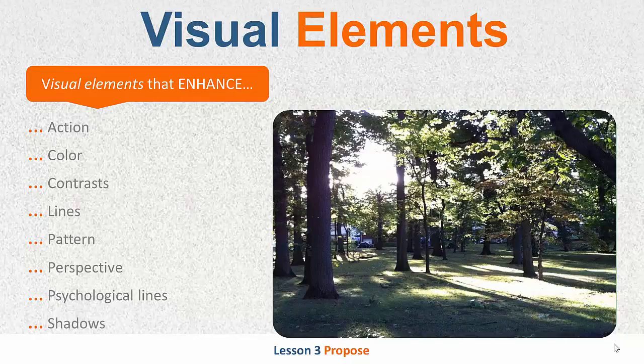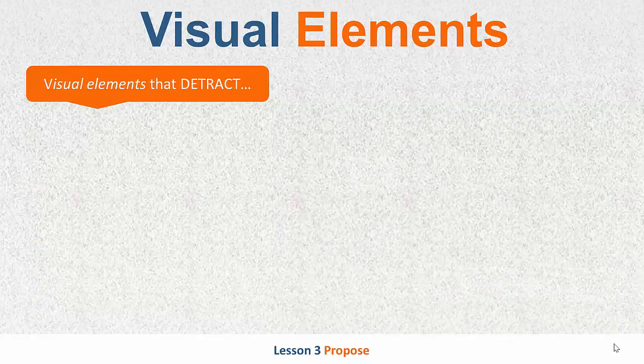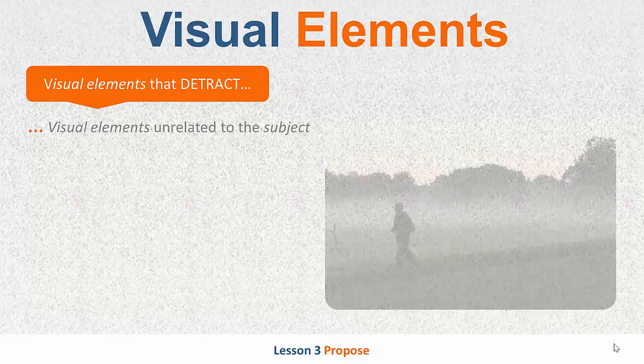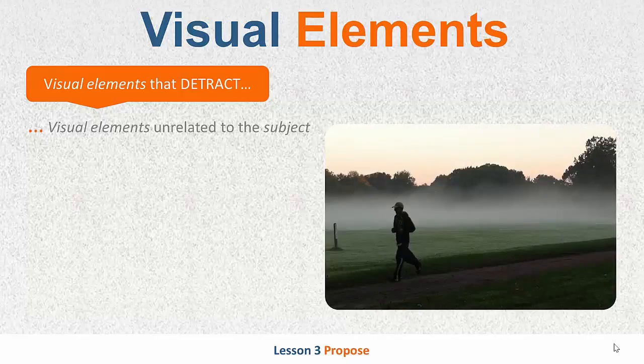In your project, you'll want to include one or more of these enhancing visual elements in your photos. There are also visual elements that detract from a photo and should be avoided. Probably the most common ones are visual elements that are unrelated to the subject. For example, in this photograph of a runner, the sign at the left edge is irrelevant to the subject and is distracting.